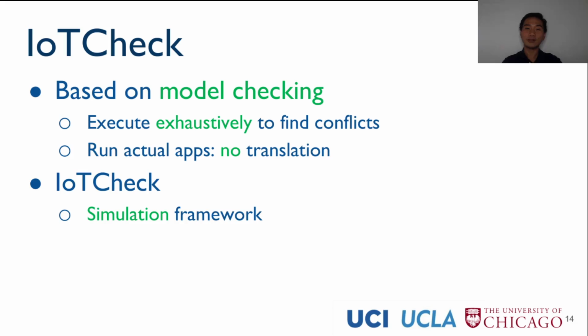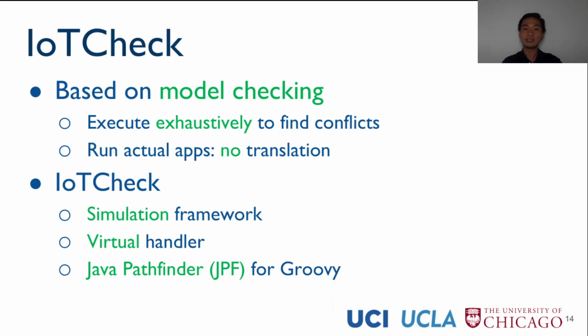Instead of using actual device handlers that control actual devices, IoT-Check uses virtual handlers. A virtual handler controls a state variable that represents the state of an actual device or the location mode variable. On top of that, as a model checker, we extended an existing stateful model checker called Java Pathfinder, or JPF, to run code written in Groovy, a JVM-based language in which the smart home apps are written. This extension involves abstracting away all of the internal Groovy states that do not pertain to the app states.